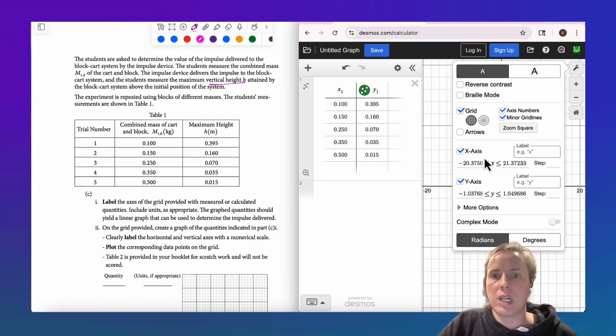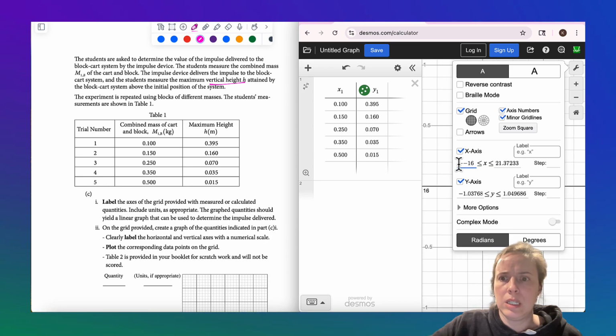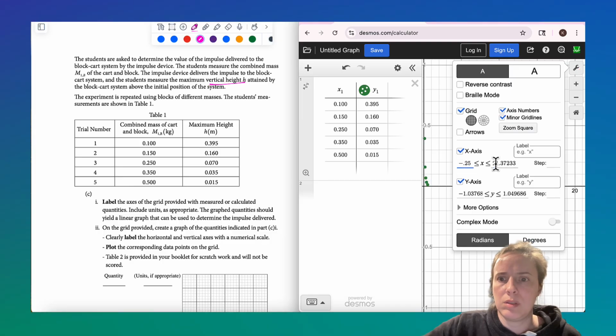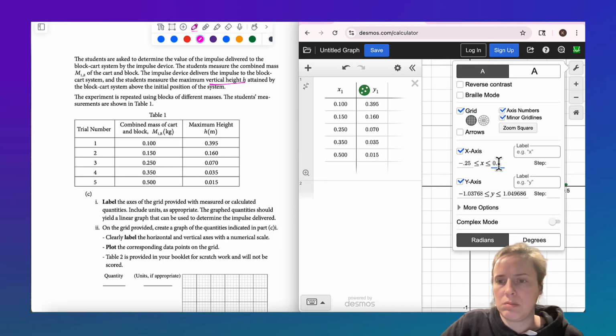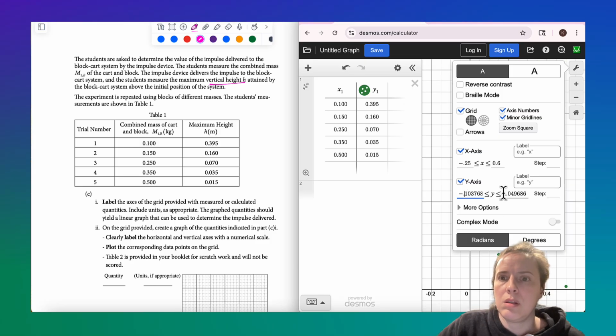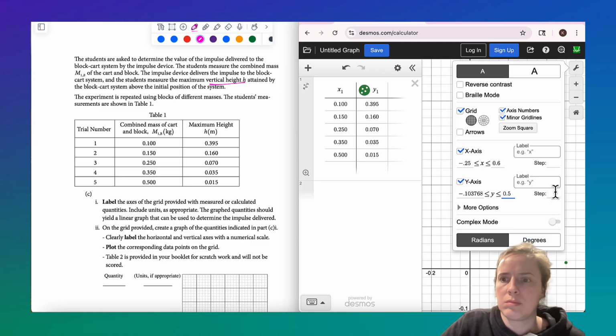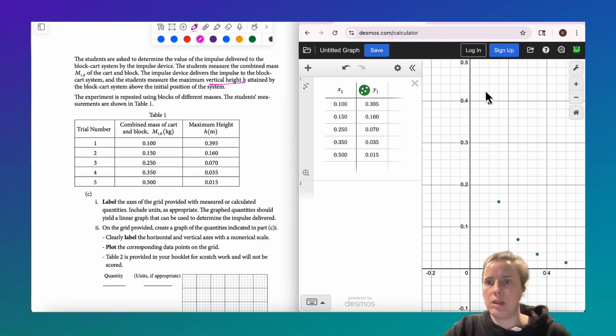So if I go change those settings, I see my x-axis only goes up to 0.5. So I'm going to change that. Let's go like negative 0.25, just so we can get over there, and then 0.6. Make sure we get all of it. Okay, my y-axis only goes up to 0.395. So for y, we're going from there to there. Let's change it to 0.5. Okay. Boom. There it is.